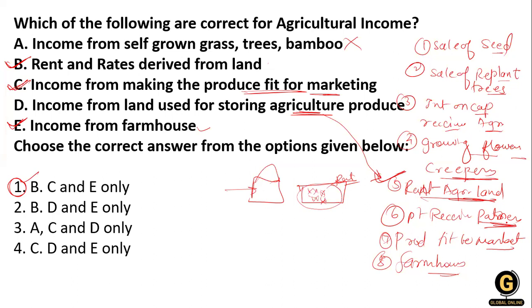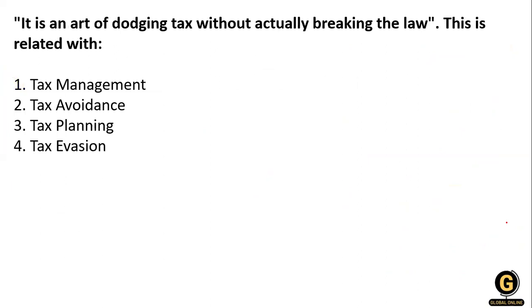Product fed to the market, like vegetables, fruits, flowers, is an agriculture income, because this product is fed to the market as a daily use necessity. And a farmhouse is also agriculture income. Clear? Hope you are understanding.